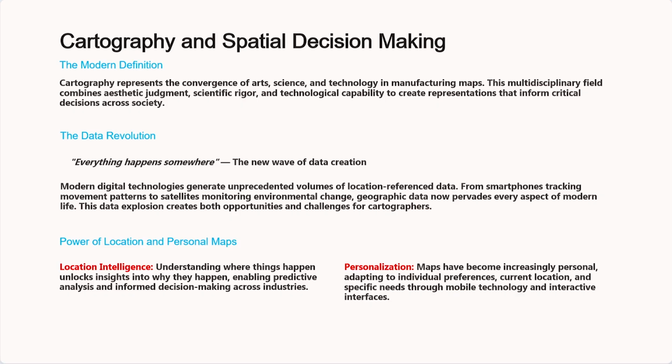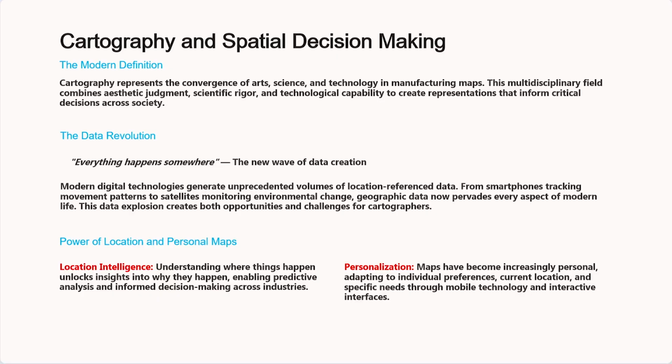So, cartography and spatial decision making. See, a modern definition is that cartography represents the convergence of art, science and technology of making maps. This multidisciplinary field combines aesthetic judgment, scientific rigor and technological capability to create representations that inform critical decisions across society at local level, regional level, state level, whatever level you need.